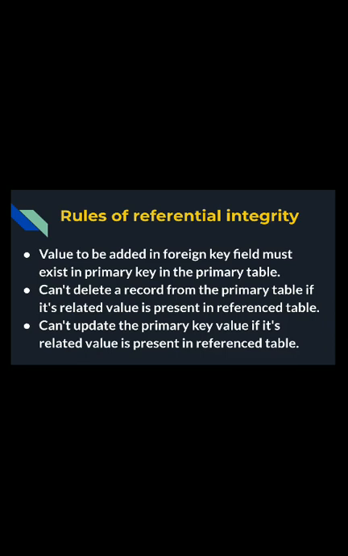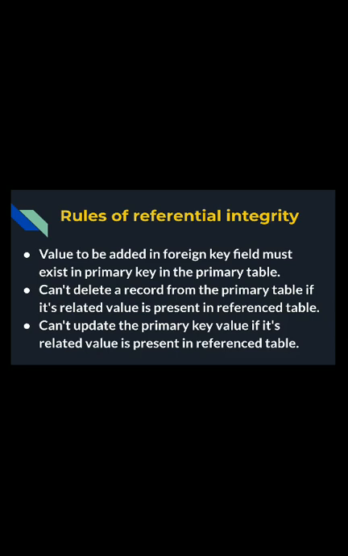Second, you can't delete a record from the primary table if its related values are present in the reference table. If my child table has the value 10 in the foreign key, then in my base table I cannot delete the record whose primary key is 10. If I deleted it there, the record in the child table would also need to be deleted. So I cannot delete the record until I delete the record from the child table.